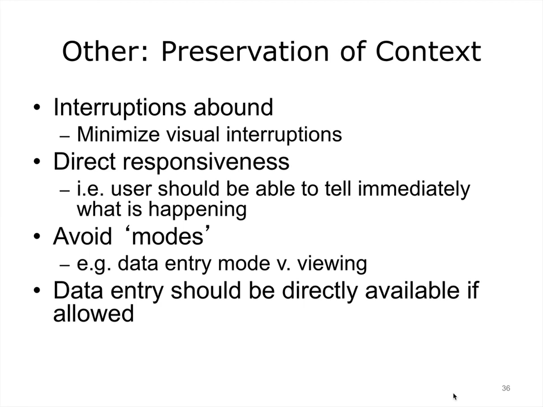Preserving context is important in healthcare where interruptions are frequent. Context is also important in preventing errors, since the significance of information depends on context. Systems should provide direct responsiveness as much as possible, so that users can tell what is happening at any point, including visibility of system status and whether their task is progressing normally.